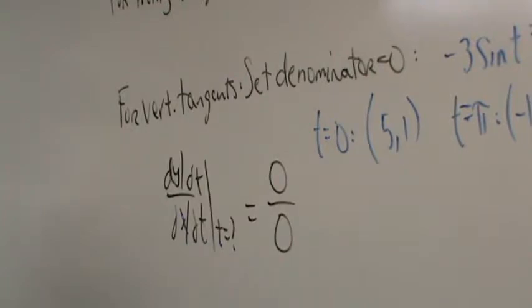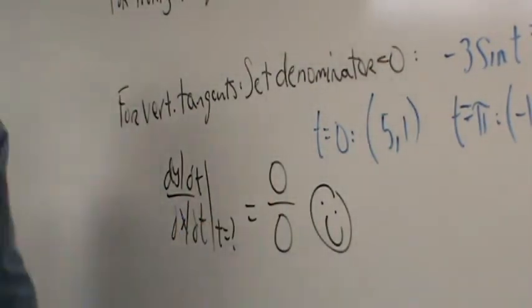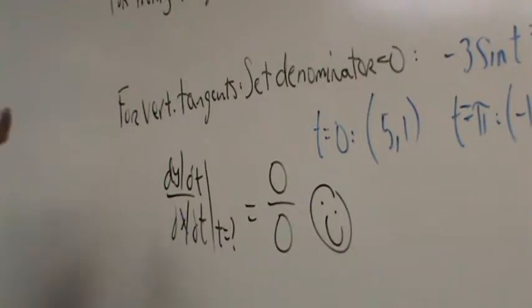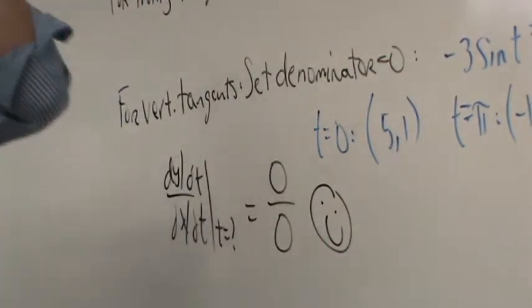Who said that? Zach, thank you very much. Whenever you see 0 over 0, remember, it makes you very happy. You're going to have to do L'Hopital's rule. Yeah, if you want to know definitively, is this a vertical tangent, is it a horizontal tangent, is it neither of the above, you're going to have to do L'Hopital's rule. But on this particular problem, that didn't come up.